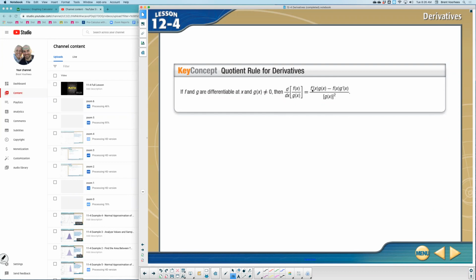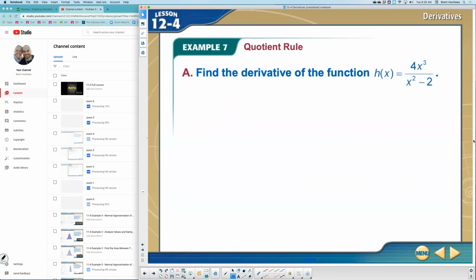You'll take the derivative of the numerator and multiply it times the denominator in its original form, and then you'll subtract the numerator in its original form times the derivative of the denominator, shown here, g prime. And that will all be over the denominator squared in its original form. Okay, so let's try this out.